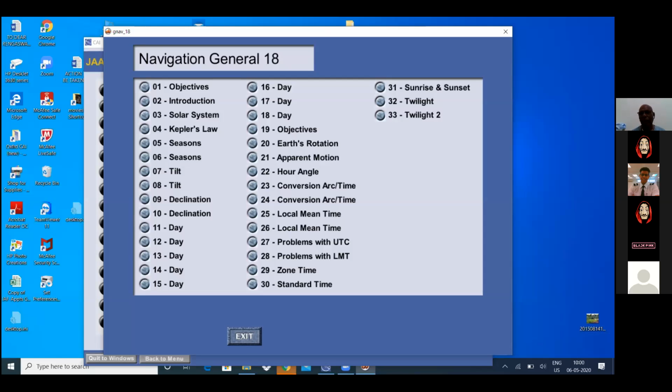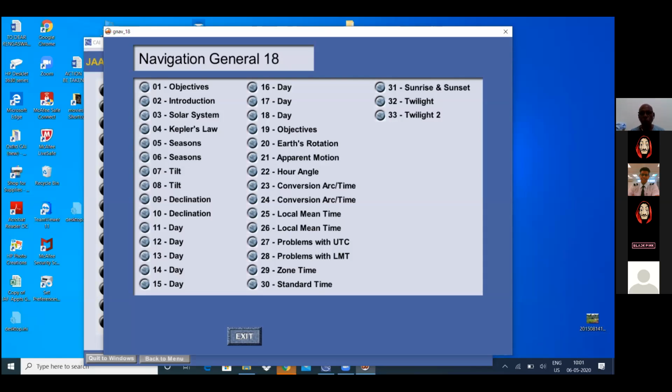So twilight happens both in the morning and in the evening, before sunrise and after sunset. Twilight is a time when you can actually do most of the activity that you will do during the daylight.